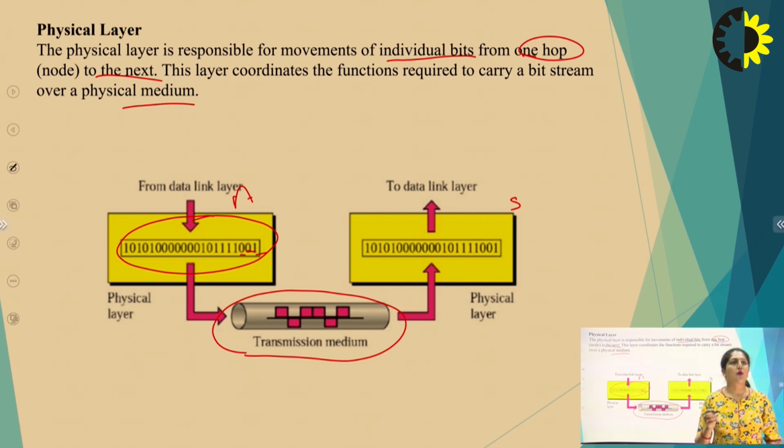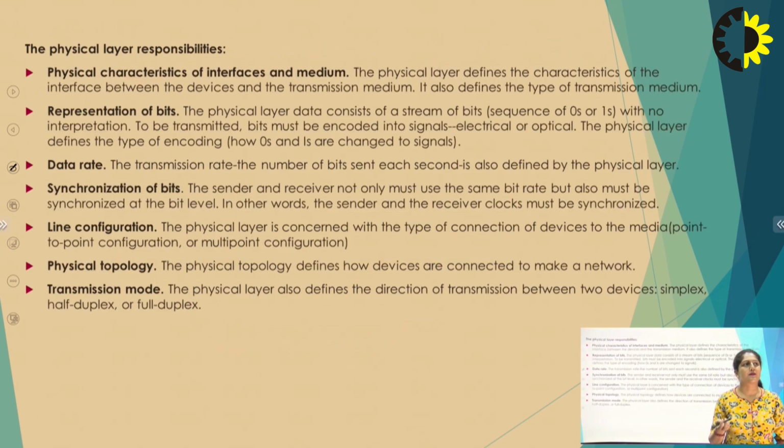So what is its role? Let us see what functions the physical layer performs. Firstly, the physical characteristics of interfaces and medium. It means the medium we are using, guided or unguided cables or anything, to transfer our bits from sender to receiver, the physical layer specifies the physical characteristics of that. Secondly is the representation of bits. We represent the bits in binary form, that is zeros and ones, which is understood.